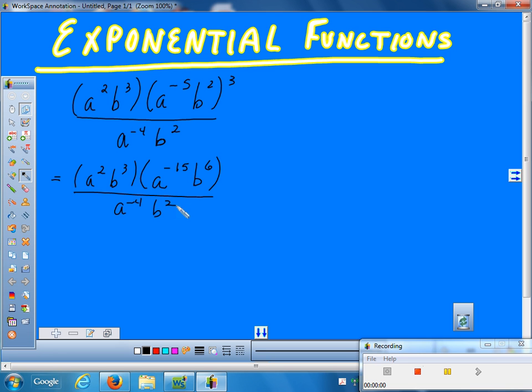Now, what should you do next? You multiply the top, but when we multiply variables, what do we do? We add the exponents. So 2 plus negative 15 would be negative 13, and 3 plus 6 makes 9.